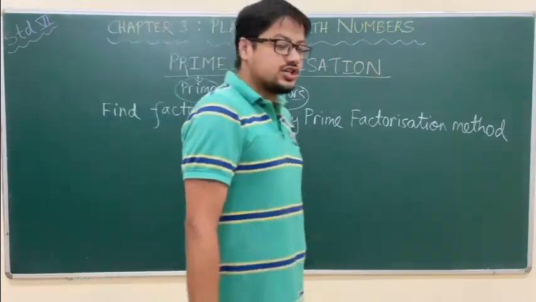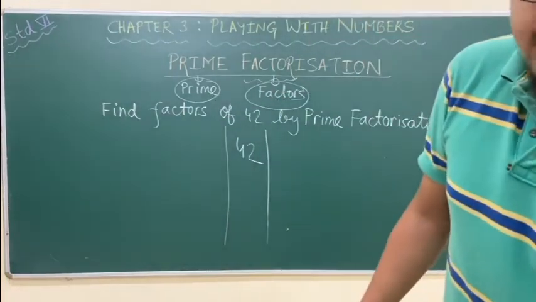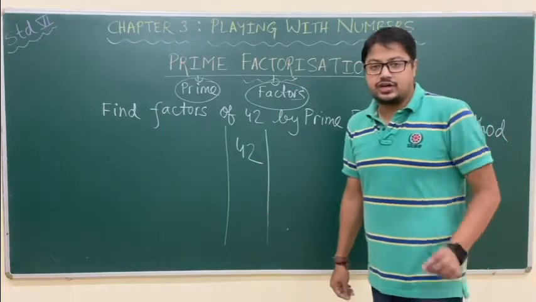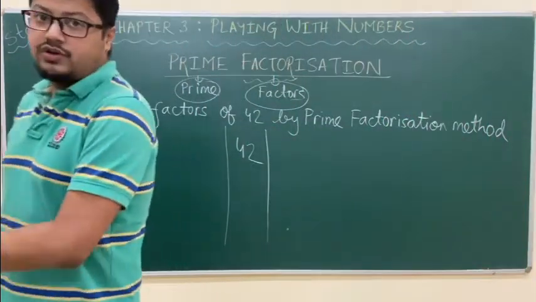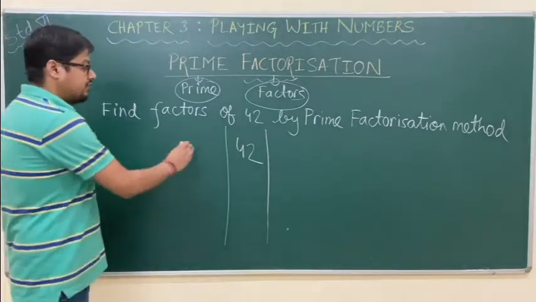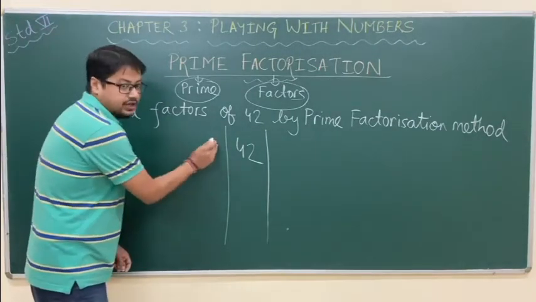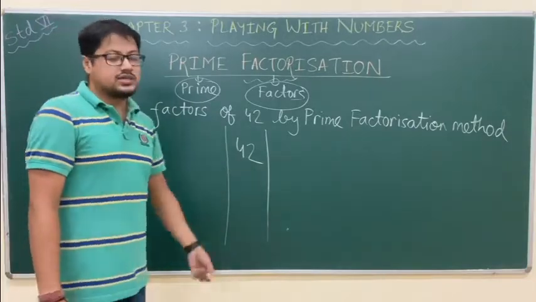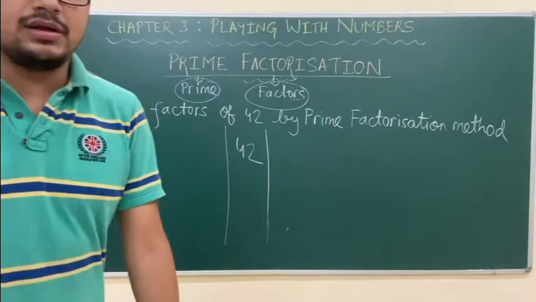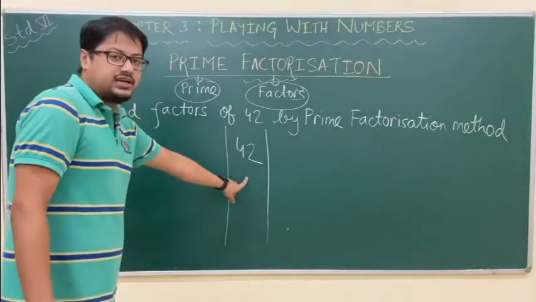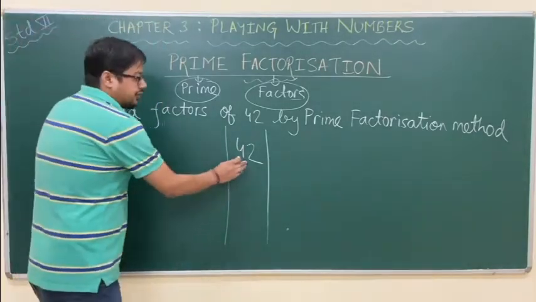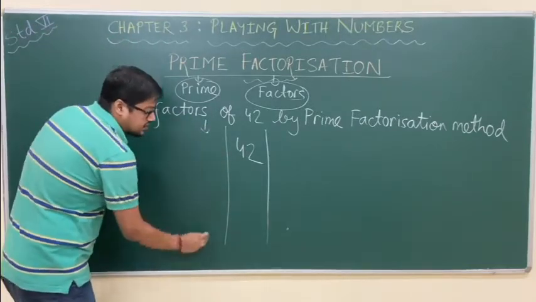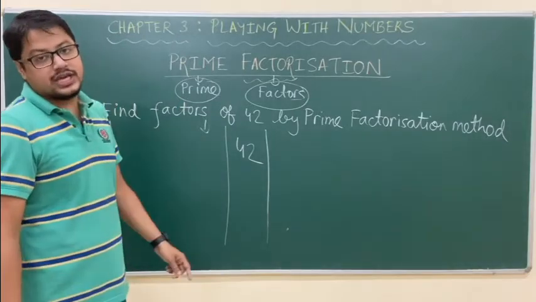In prime factorization method, whatever the question is given to us, that question will be written in the center. We will divide the number given in the question by prime numbers and write down the result in the next column. We will understand. 42 is the question. Remember, here only prime numbers will come. We have to divide only using prime number.